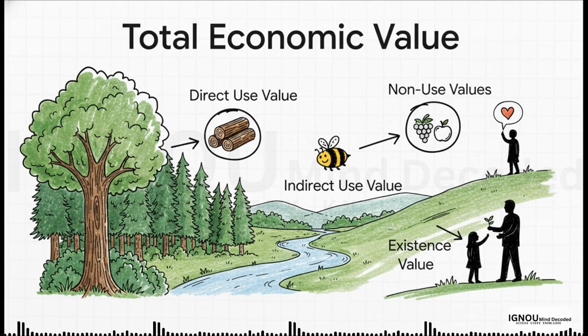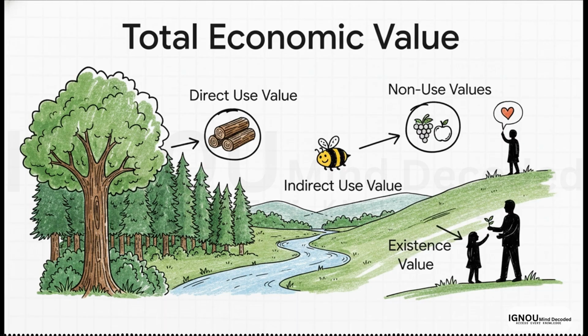It's broken into two big categories. First, use values. This includes the obvious stuff, like the direct use of resources we consume, like timber and fish. It also includes indirect use, which are services nature provides, like bees pollinating our crops for free. And there's option value, the value of keeping something around for a future use we might not even know about yet. But then there's the second category, non-use values, which is really interesting.